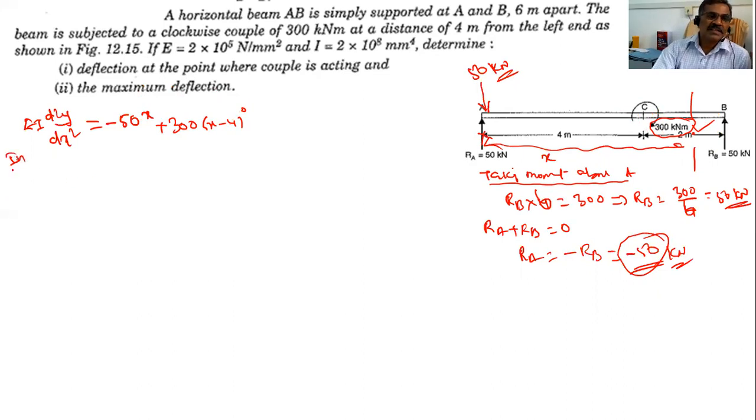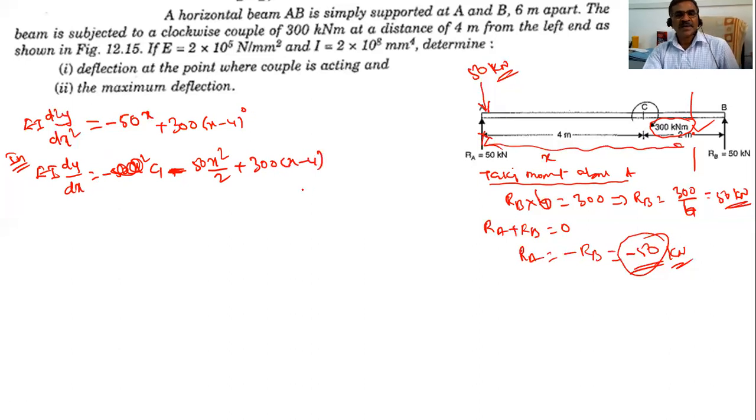First, now let us integrate. If you integrate, EI dy by dx is equal to minus 50 into x. So you have to put the constant first. What is the constant? C1. Minus 50 x square by 2 plus 300 into (x minus 4). This 0 becomes 1. If you don't take x minus 4 for 0, you will get the x value if you integrate it. But here the actual distance, if you take the axis here, is x minus 4. So that's what we have taken, x minus 4 for 0.